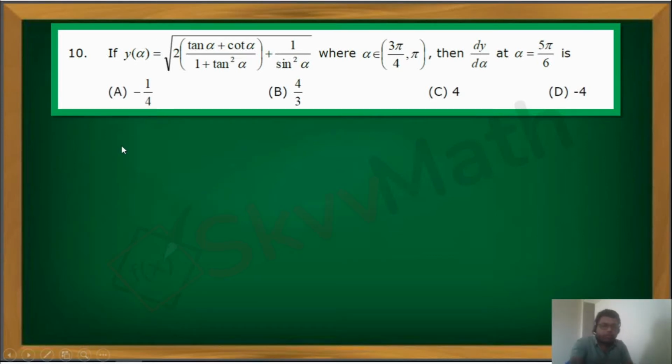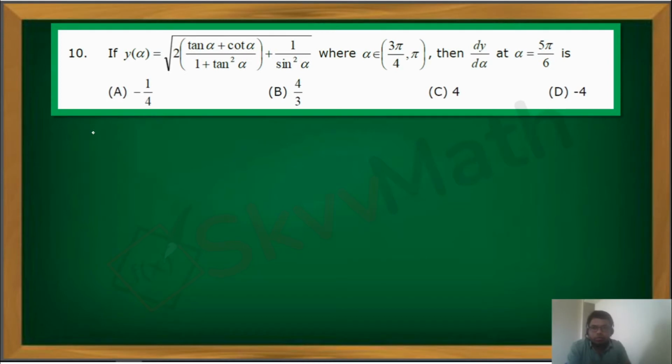So here is a problem from trigonometry as well as calculus, more from trigonometry, less from derivatives. So the actual simplification part totally depends on the trigonometric identities, the basic knowledge of trigonometry. Now first we simplify the given function.